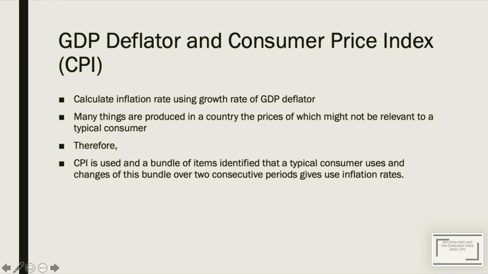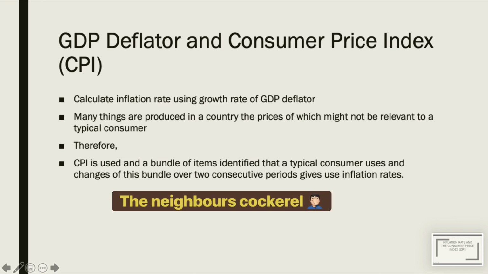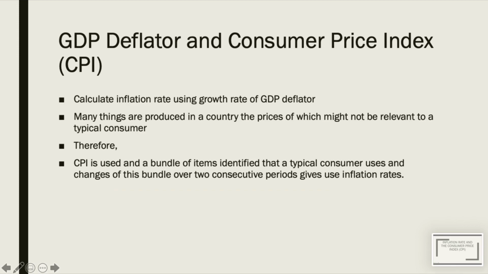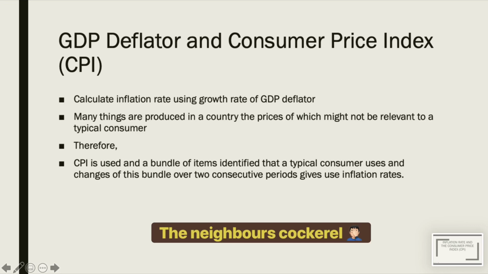In the consumer price index, we come up with a bundle of items that a typical Pakistani uses. And then we try to figure out whether the prices of items in this particular bundle have increased over time or not. And this increase or decrease would give us the inflation or deflation rates.